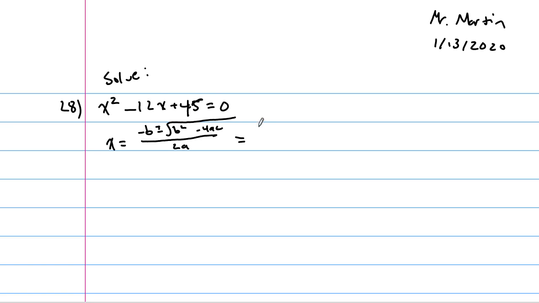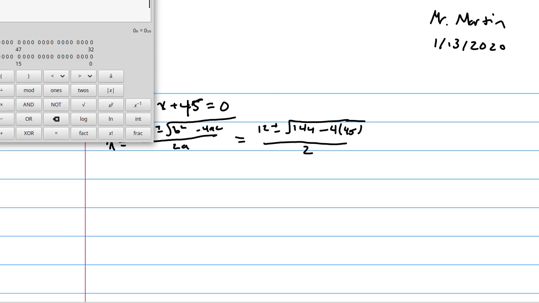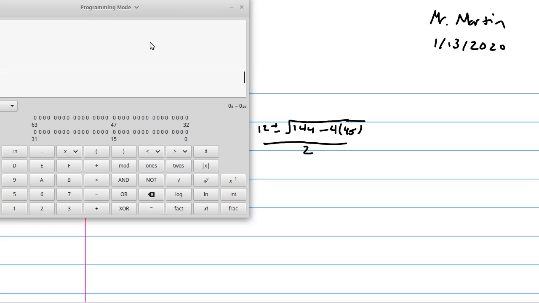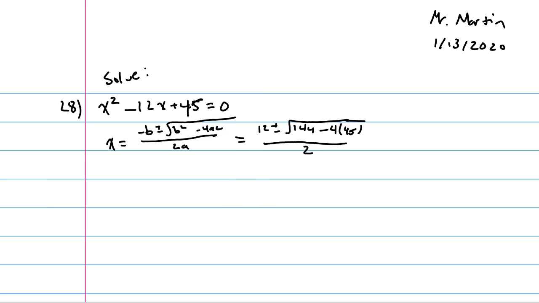So minus b would be 12. b squared is 144, minus 4, a is 1 and c is 45, over 2a. a is just 2. Okay, so let's pull up a calculator. And we will find that 4 times 45 is 180. And 144 minus 180 is negative 36. So we have 12 plus or minus the square root of negative 36 over 2.